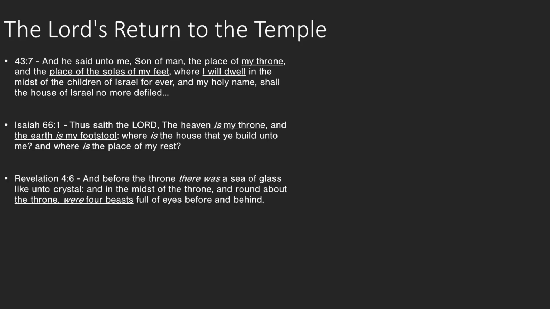Revelation 4, verse 6: "And before the throne there was a sea of glass like unto crystal, and in the midst of the throne, and round about the throne, were 4 beasts full of eyes before and behind." This is extraordinary. Somehow the 4 beasts are in the midst of the throne, and also round about the throne. How is this possible? And again in the Lord's Prayer, Jesus prays, "Thy kingdom come, thy will be done in earth as it is in heaven."